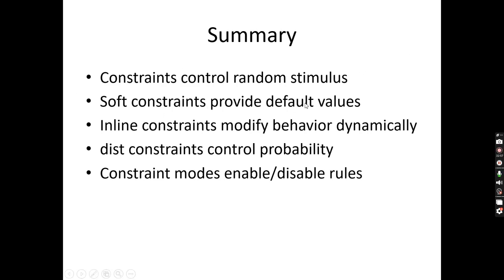So soft constraint provides default values. This can be understood from the snippet. I will run them. Just wait. So inline constraint modifies behavior dynamically. See, dynamically you are changing the behavior of constraint. So at runtime, you are changing the behavior of constraint using the inline constraint topic. So dist constraints control probability. As I said before, constraint modes enable or disable rules. So modes can enable the constraint or disable the constraint.